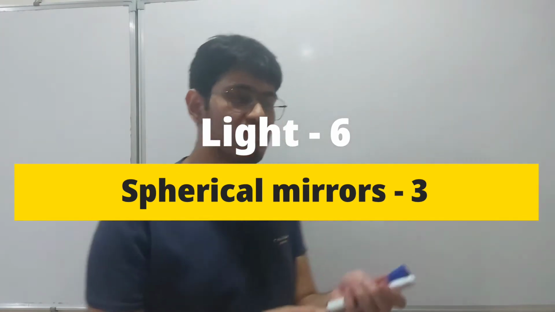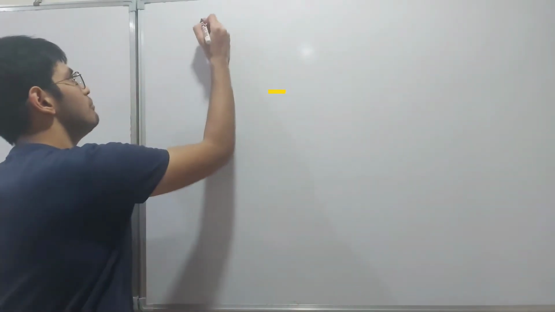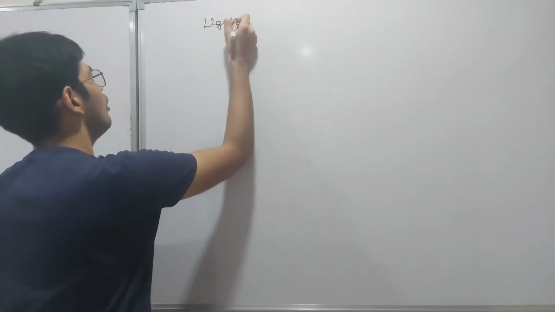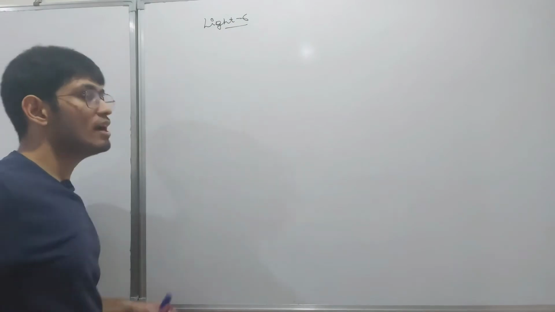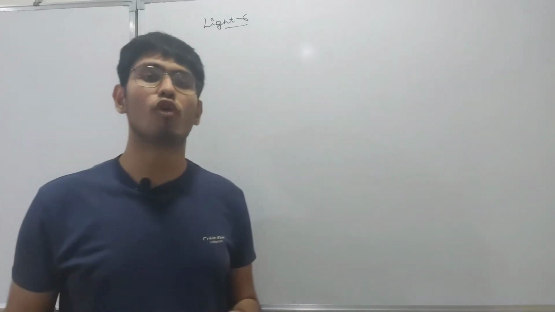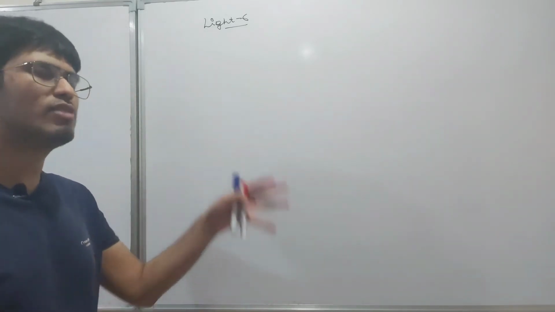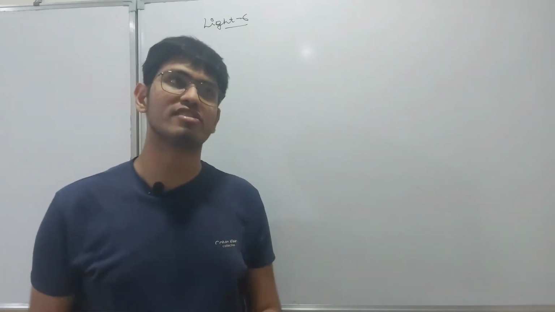So guys, we were basically dealing with the chapter named light, and in the previous lecture we just talked about the ray diagrams. Okay, we just saw various ray diagrams for the case of concave mirror and convex mirror. Now moving to the further discussions. In this lecture we will move to further discussions.